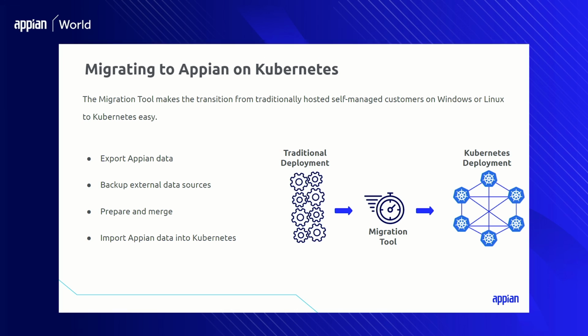So let's say you are a Windows or Linux customer and you want to migrate to Appian on Kubernetes. We actually have a migration tool that will do it for you. There are four steps that happen during this process. One, we export your existing Appian data. Secondly, we back up all of your external data sources that you have running. Then we do a prepare and merge, which is just what the migration tool does; you don't really have to worry about that. And lastly, we take that Appian data, which was just collected and prepared, and import it into your new Kubernetes deployment.